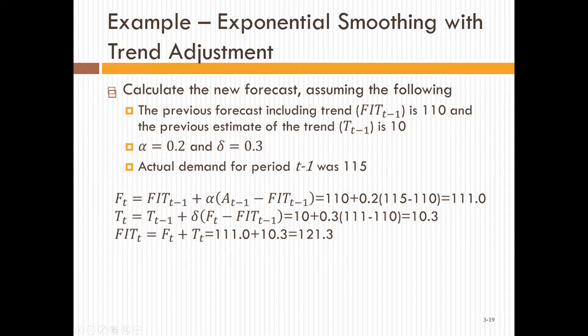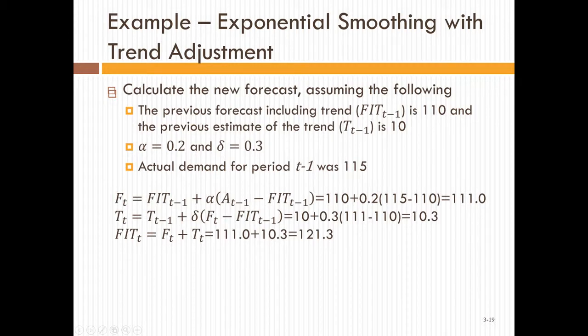So we start out in step 1. We calculate our forecast without including the trend factor. So we use our forecast from the previous time period plus our alpha coefficient times the actual demand from the previous time period minus our forecast from the previous time period. So it's 110 plus 0.2 times 115 minus 110 equals 111, if we finish that math out.